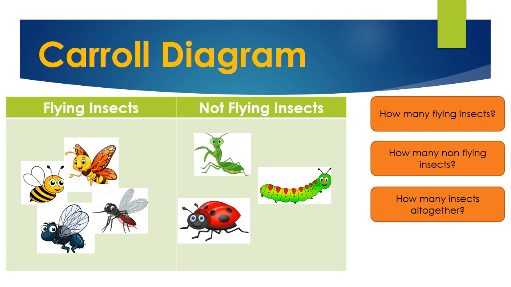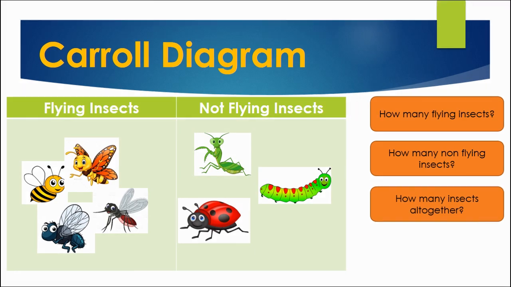And how many insects altogether? If we add the number of flying insects with the non-flying insects, how many insects are there? Can you add? We have 4 flying insects plus 3 non-flying insects. How many altogether? Very good. We have 7 insects.